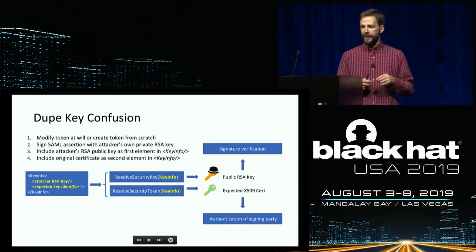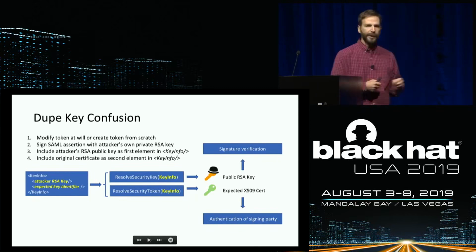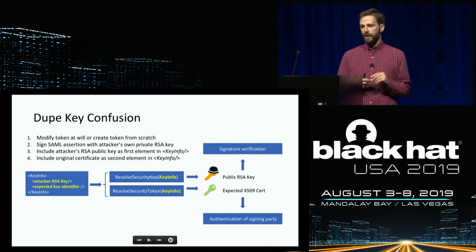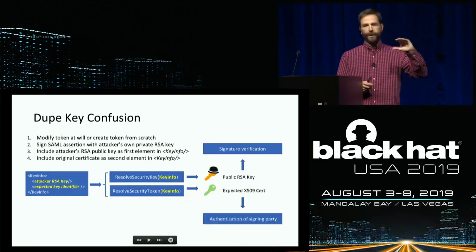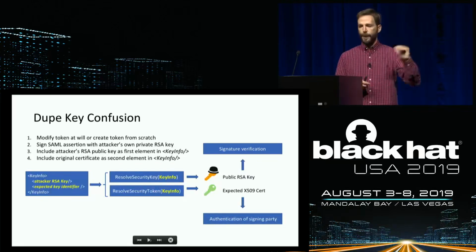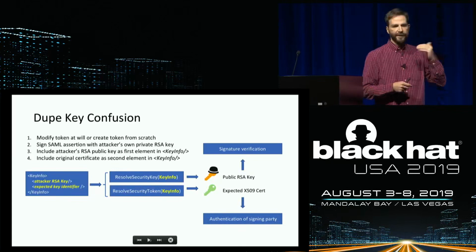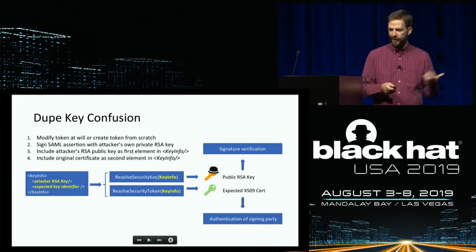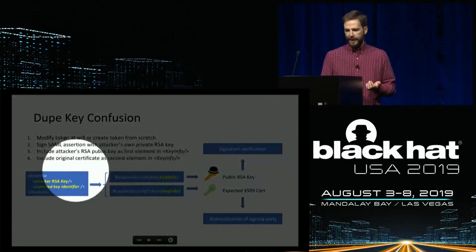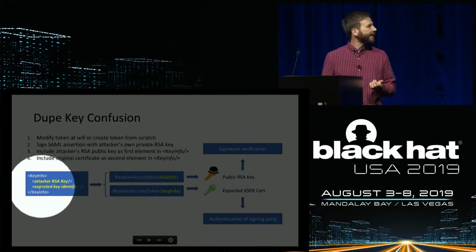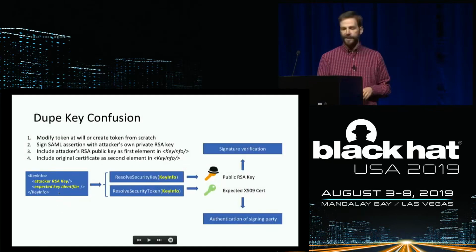Then we will create a pair of RSA keys, public and private, and then we will use the private one to sign the token. Then we will send both the public key for this RSA pair and also the certificate or the key identifier from the identity provider. So we will have something like this in the key info section, right? First, the attacker RSA key, and then the expected key identifier.